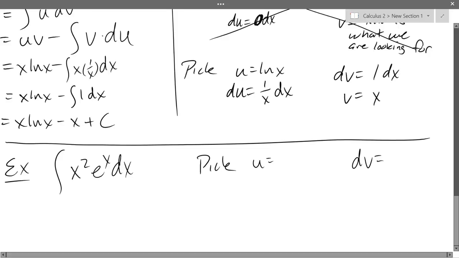So e to the x doesn't really tell me where to put it. What's the other choice? X squared. What's the derivative of x squared? 2x, so we lost a power. What's the antiderivative of x squared? X cubed over 3. So I'd pick up a power. So that means it's better to take a derivative of x squared than an antiderivative. So I want to go x squared, put it in for u. So I'm going to be taking a derivative of x squared, which is good, and then dv is all leftovers, e to the x dx.